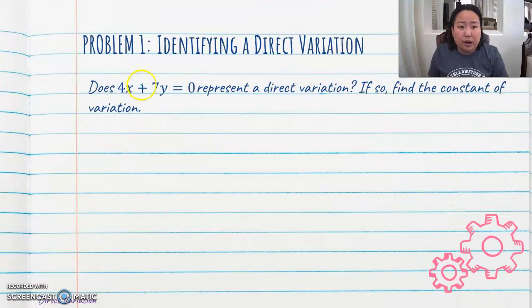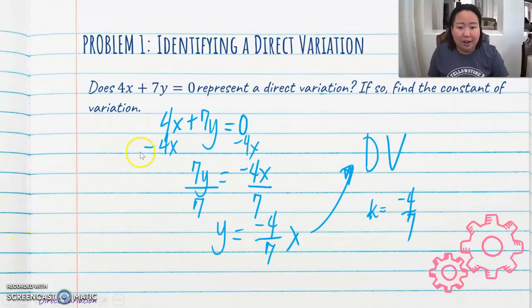Okay, so does 4x plus 7y equal 0 represent a direct variation? Again, check if it is going to be following the y equals kx format, and then identify what the k, or our constant of variation, is. Okay, go ahead, try this one out. All right, so your answer should pretty much look like this. It is a direct variation, and the constant of variation will end up to be negative 4 over 7, okay?